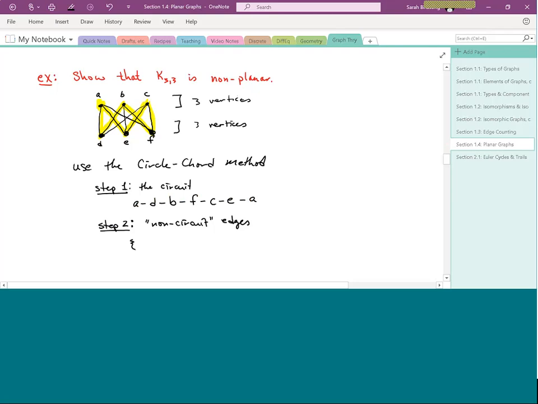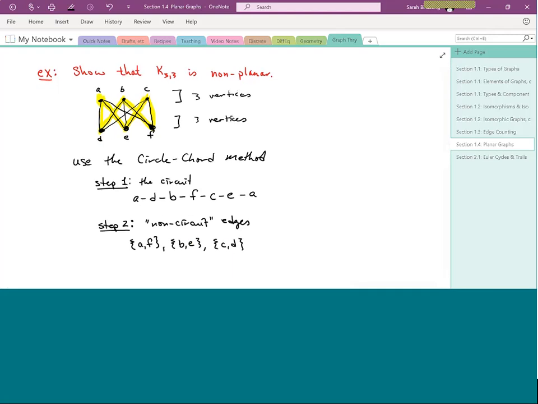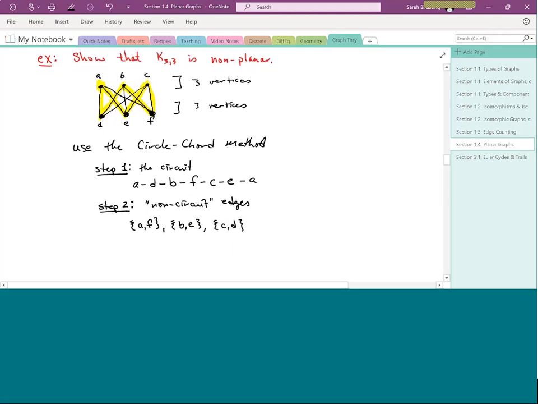In other words, the non-color-coded one, and I see there's a couple answers in AF. Yep, AF is an edge. Looks like there's another one. You said BE. Yep, BE is not included in our circuit. And it looks like there's one more. You said CD. Yep, it looks like CD is also one. Double check, are there any other edges that we've missed? Any other edges that are not a part of the circuit that we should grab? I think that actually grabs all of them.